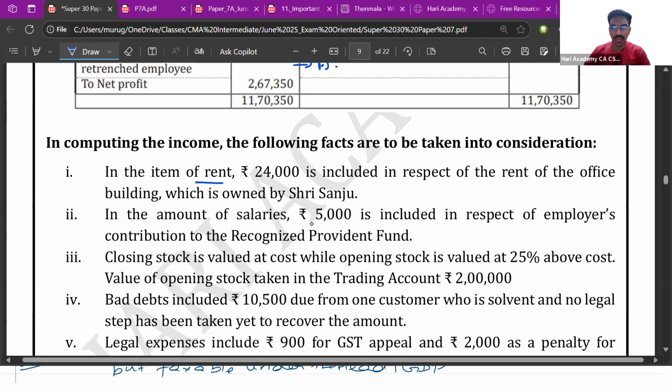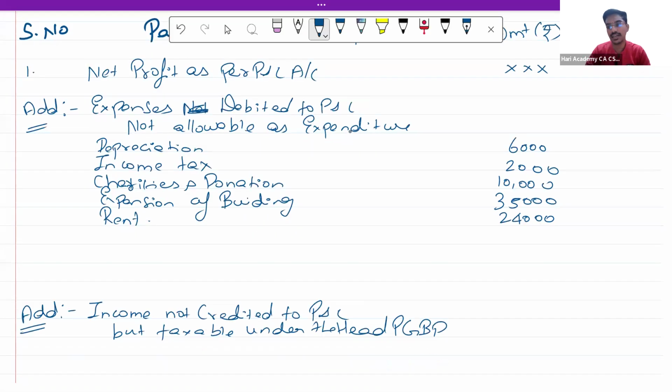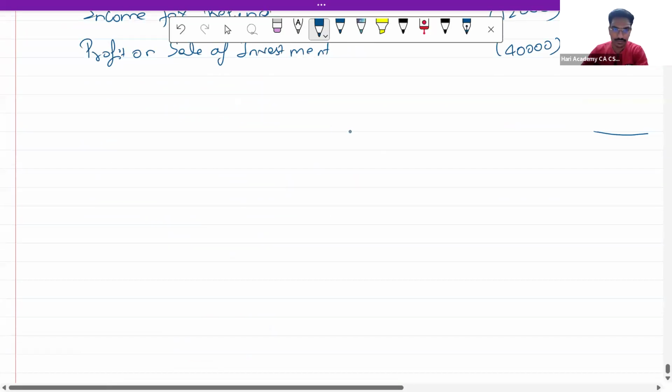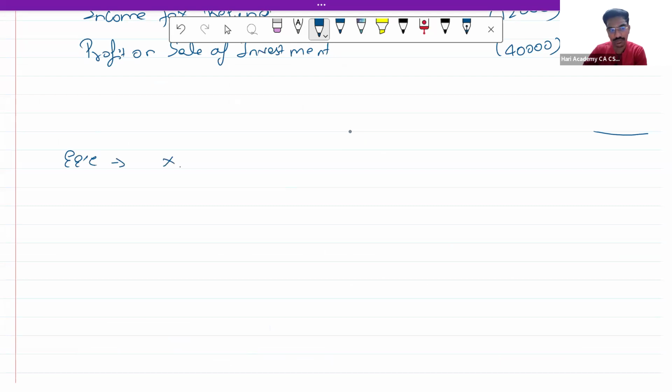Second, in the amount of salaries, rupees 5,000 is included in respect of employer's contribution to recognized provident fund. If you see in relation to the recognized provident fund and any provident fund for that matter, there is a disallowance clause which will state that in respect of employee's contribution, if it is not paid within the due date, it is disallowed. If the employee's contribution to PF is not paid within the due date, it is not an allowable expenditure and hence this amount will be taxable.